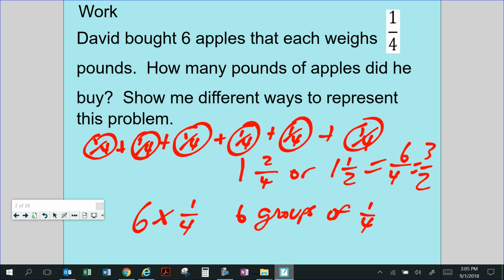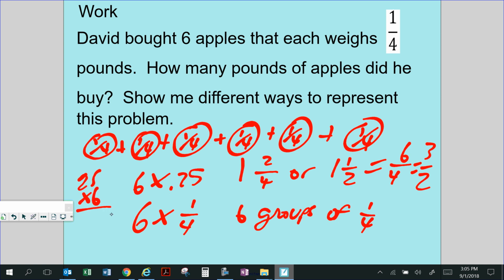Another way to do it is, do you know what a 1/4 of a pound is as a decimal? A quarter. So 6 times 25 hundredths. And you did learn how to multiply a whole number and a decimal last year in 5th grade. So 6 times 25 hundredths.